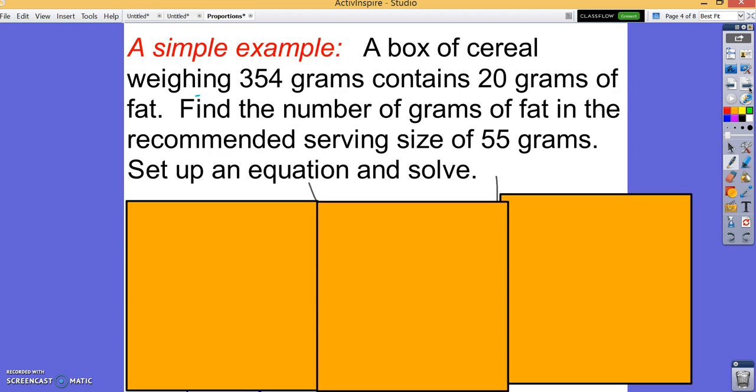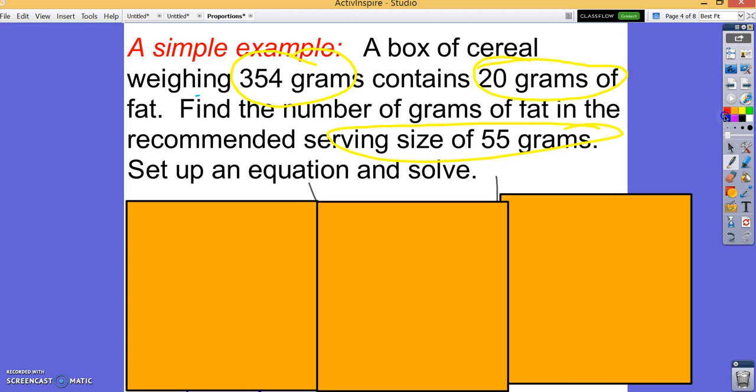All right, moving on to a simple word problem example. A box of cereal weighing 254 grams contains 20 grams of fat. Find the number of grams of fat in the recommended serving size of 55 grams. So this is saying the whole box total is 354 grams and it has 20 grams of fat. So if I want to just eat, not the whole box, but if I want to eat a serving size of 55, how much fat would that be?